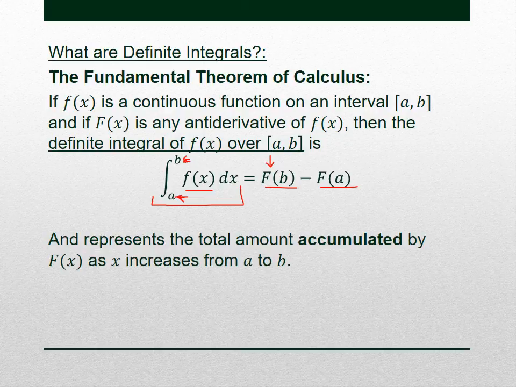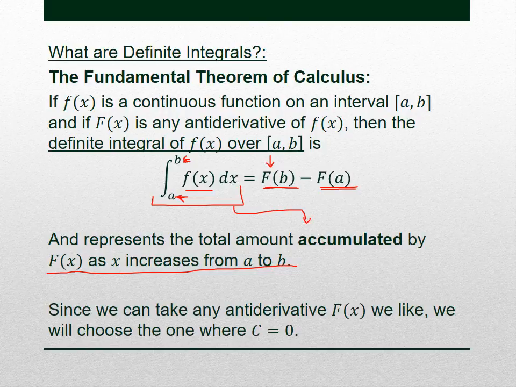This represents the amount accumulated by f of x as x increases from a to b. So all that means is that this is the difference from F of b to F of a, which is exactly what that subtraction means. But we can use this integral to represent an accumulation of capital F of x.